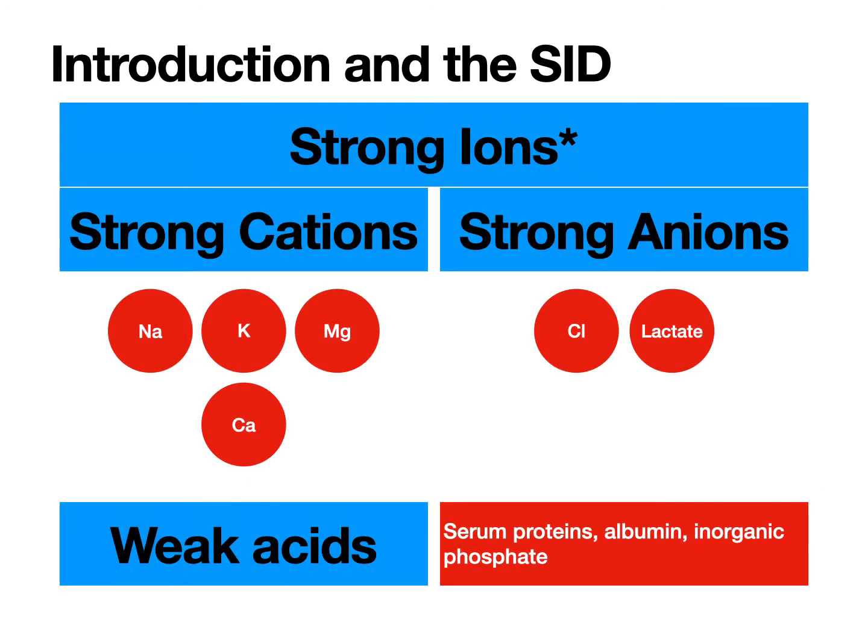Now, Stewart's acid-base theory tells us that pH is governed by three things: the PCO2, the strong ions, and the weak acids. Strong ions are ions that are fully ionized when they are present in the plasma. Strong cations are the following, which are your sodium, potassium, magnesium, and calcium. Your strong anions are the following, your chloride and lactate. And the weak acids are the following, serum proteins, albumin, and organic phosphate.